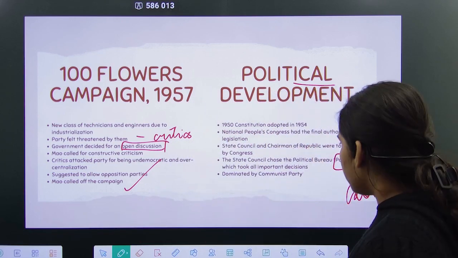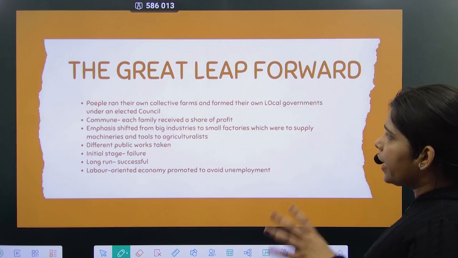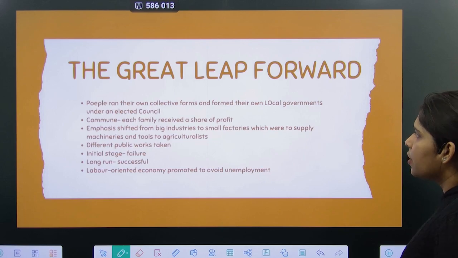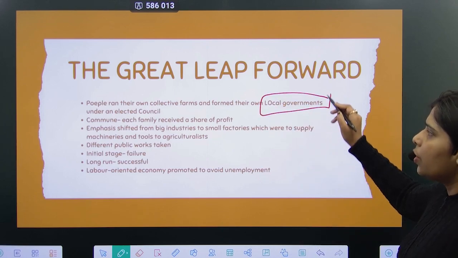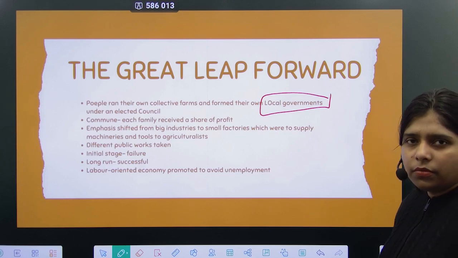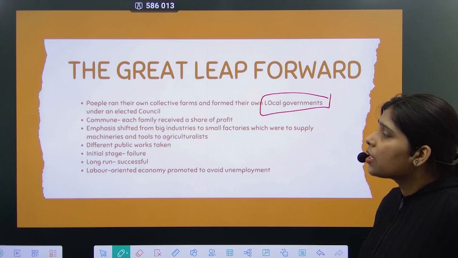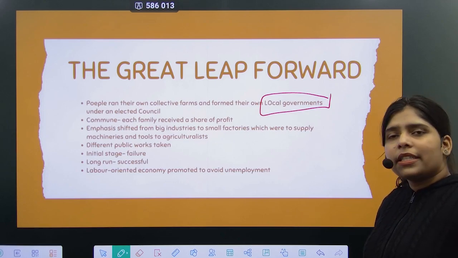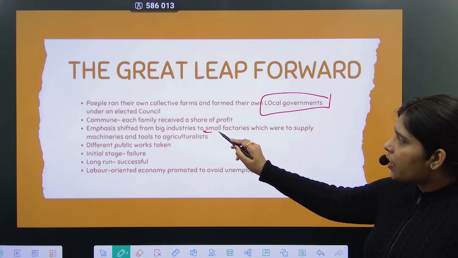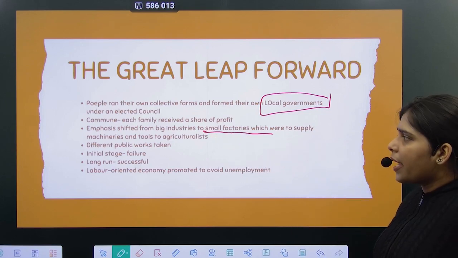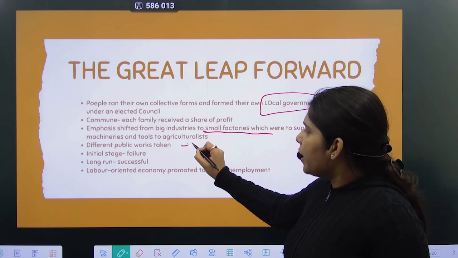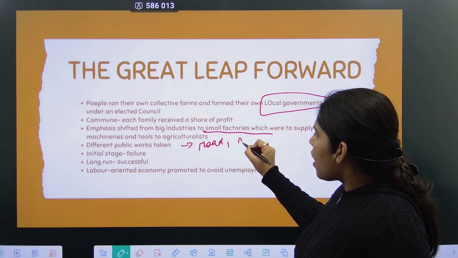And I've already discussed it with you a while ago. Giving it a name, we can call it the Great Leap Forward, where people were running their own collective farms. They formed their own local governments also under an elected council. These collective farms and the local governments were called communes. In communes, each family received a share of profit. Okay. And the emphasis, I told you, was shifted from big industry to small factories, which were to supply machineries and tools to agriculturalists. Even different public works were taken, building of roads and canals and so on.